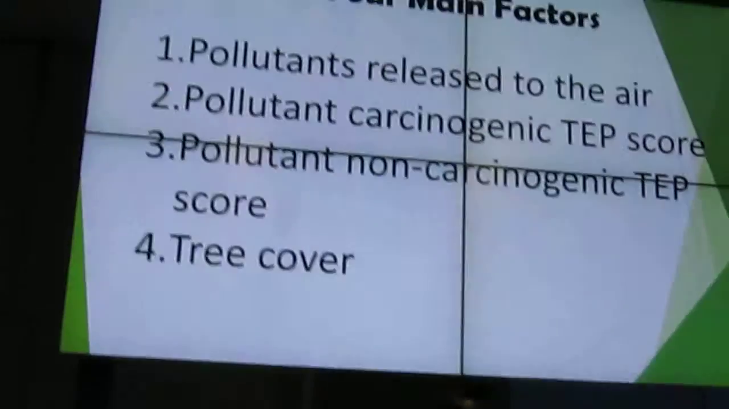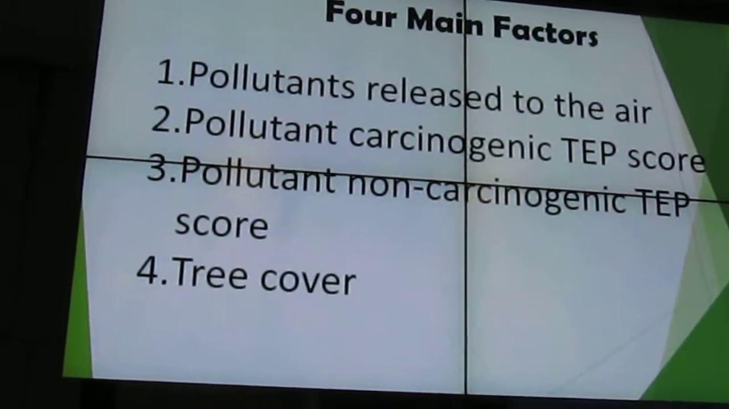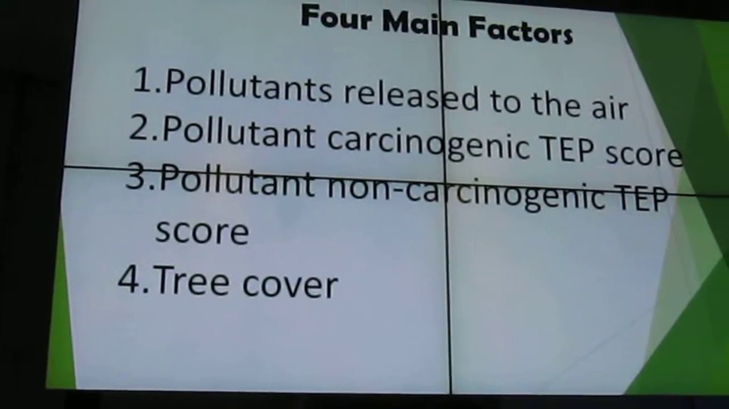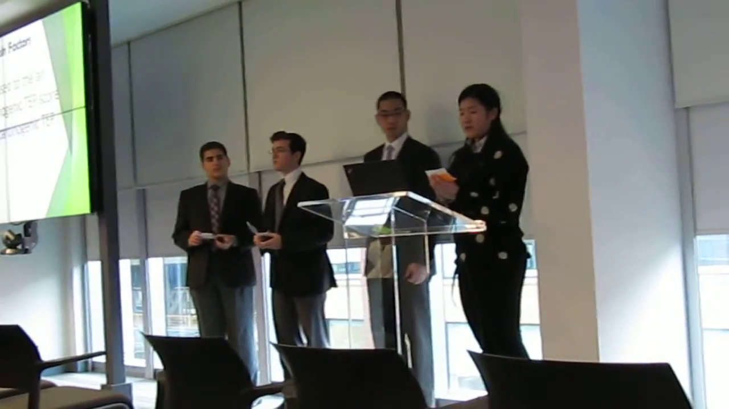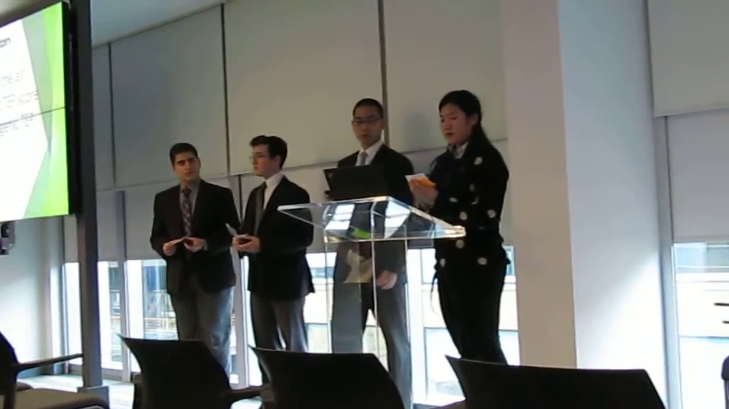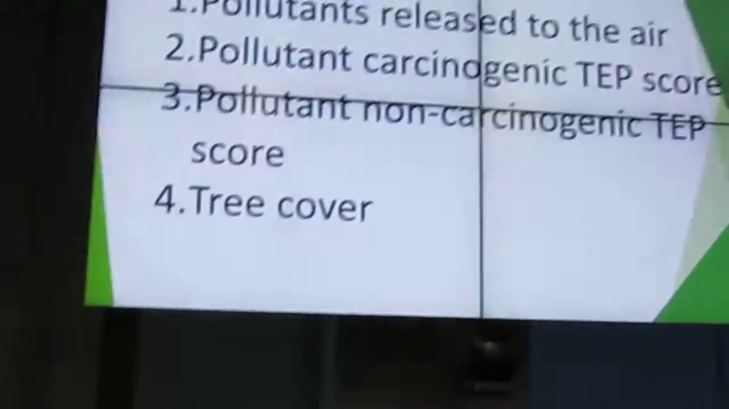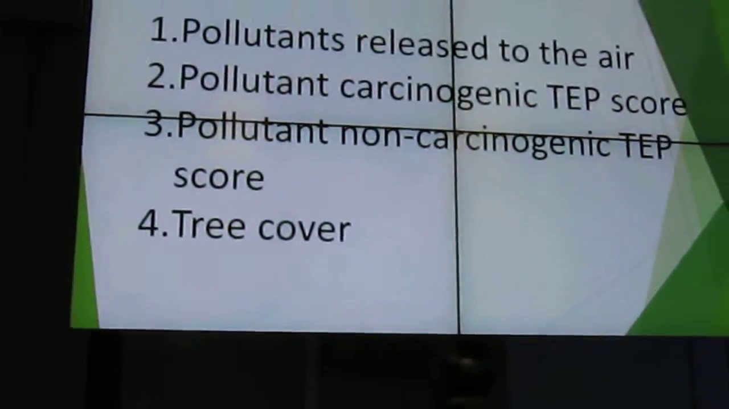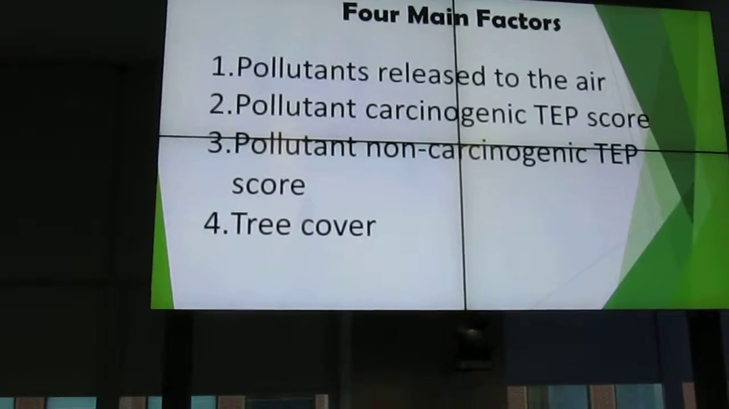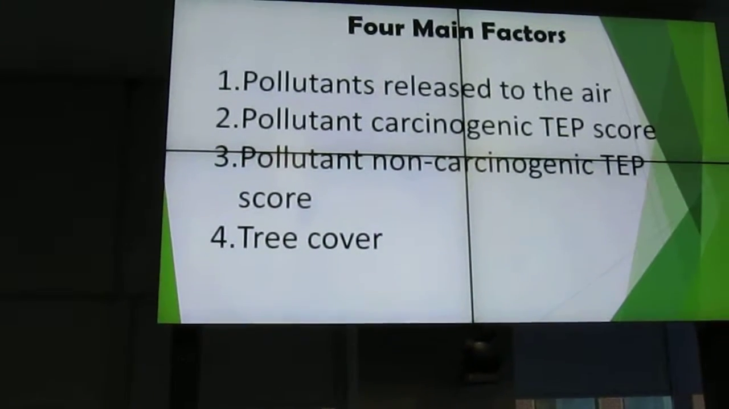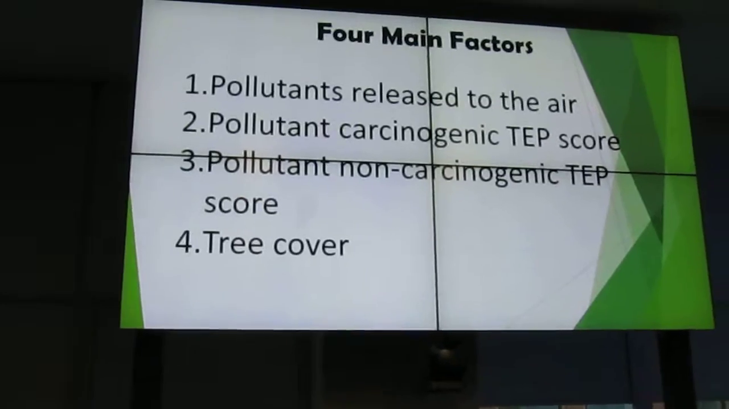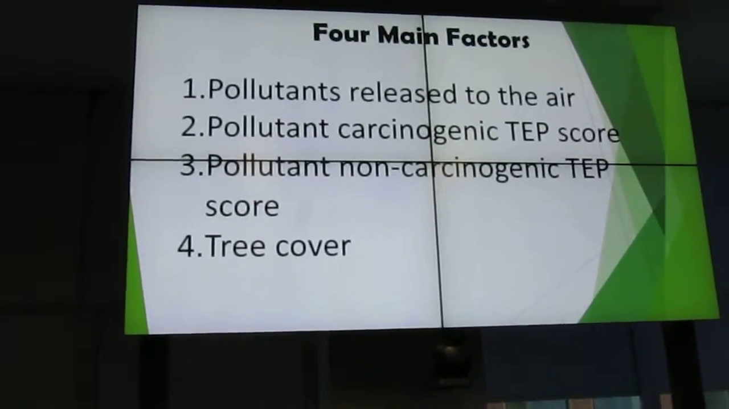So while doing this project, we found 4 main factors that we have to incorporate. The first one is the general pollutants released to the air, which harms the air quality. The second is the pollutant carcinogenic TEP score. TEP stands for toxic equivalency potentials that indicate the relative health risk associated to a release of 1 pound of the chemical. The main health risk for the TEP would be cancer.